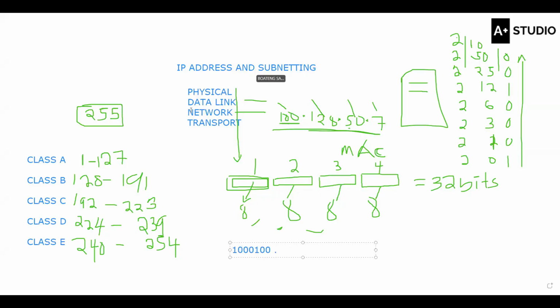That is 128. Let me do it somewhere here. And then we know that we've done the binary from here.